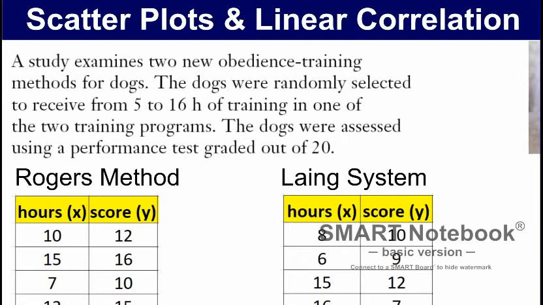So we're going to look at this example here, and it says a study examines two new obedience training methods for dogs. The dogs were randomly selected to receive from 5 to 16 hours of training in one of the two training programs. The dogs were assessed using a performance test graded out of 20.